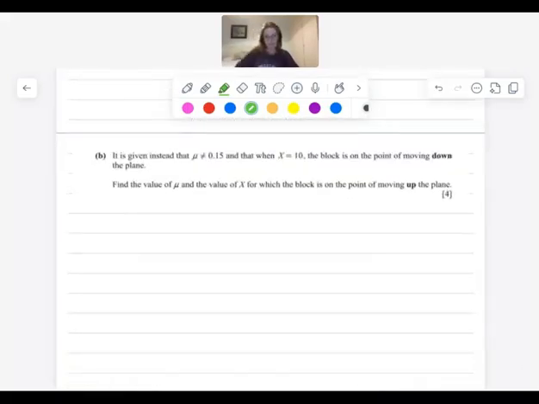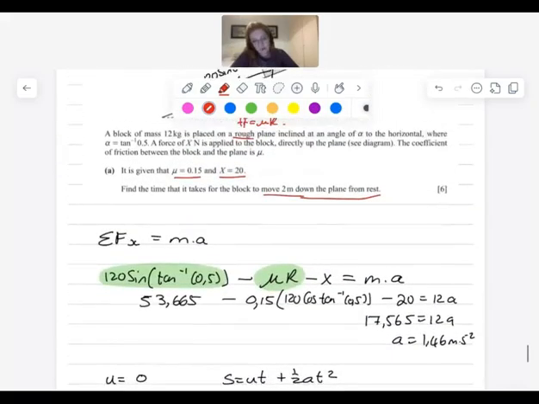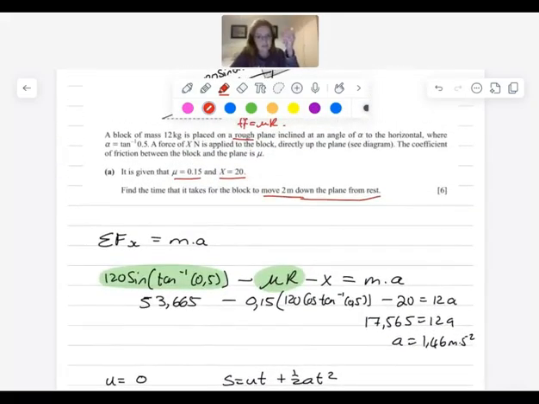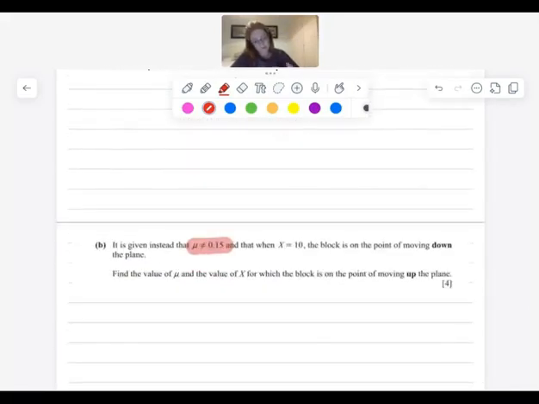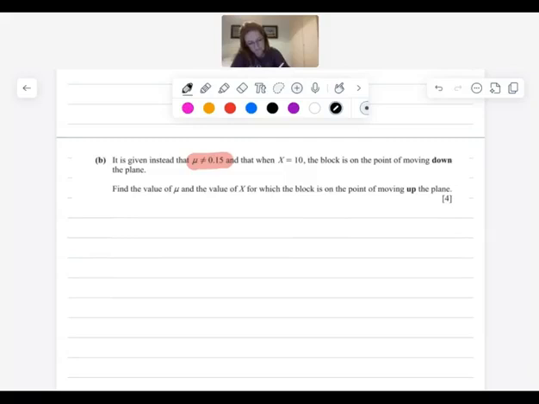It is given instead that the coefficient of friction is not 0.15. And that when X is equal to 10, now 10 is less. It's got less of a force pulling it up. It's probably wanting to go down still. The block is at the point of moving down the plane. So the point of moving down the plane. That means that the friction must be much higher than 0.15. Find the value of mu and find the value of X for which the block is on the point of moving up the plane. Oh, I love it. They just love to ask all these questions.